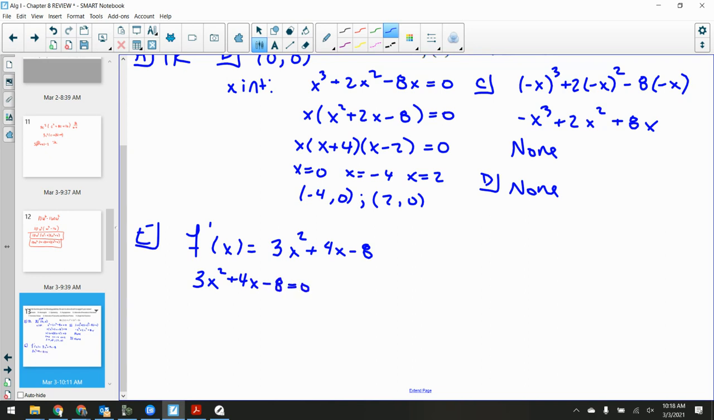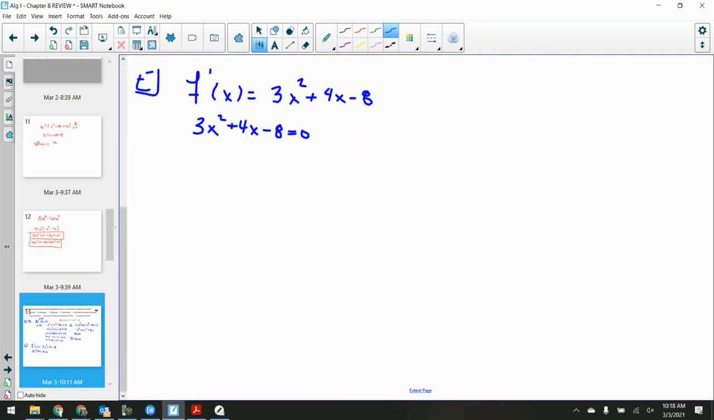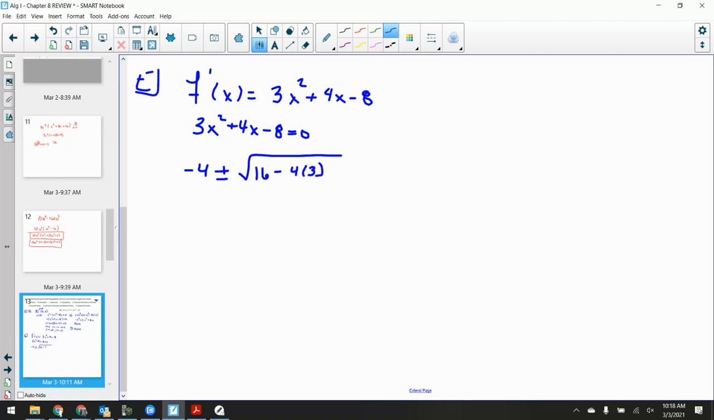Now, this doesn't look like it factors. Does it factor? Factors of negative 24? I don't know. No, it doesn't. Let's just not even check. Who cares? Let's just do the quadratic formula. Opposite of b plus or minus the square root of b squared minus 4ac all over 2a.